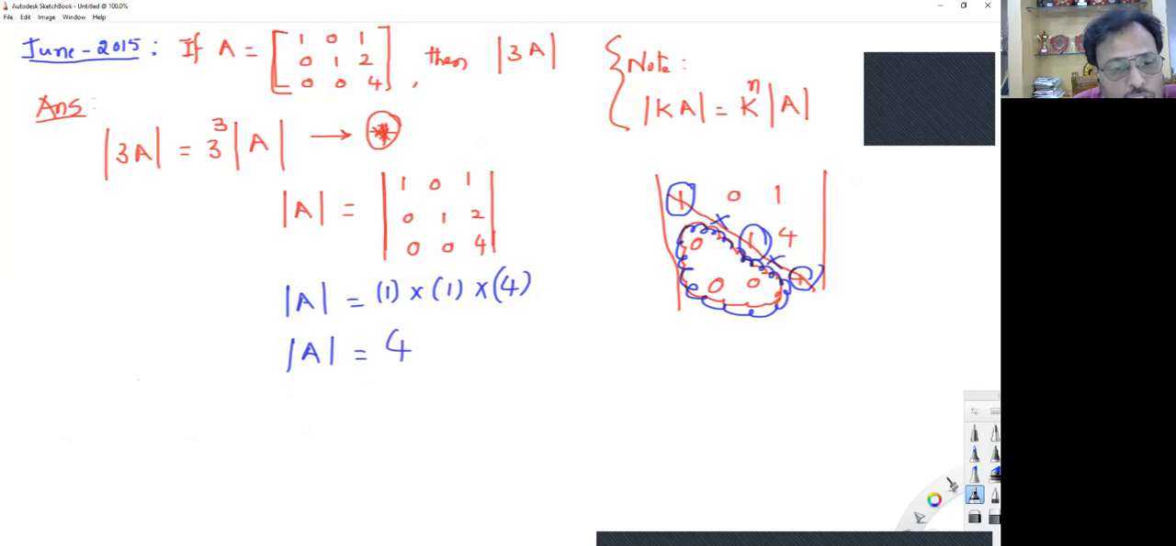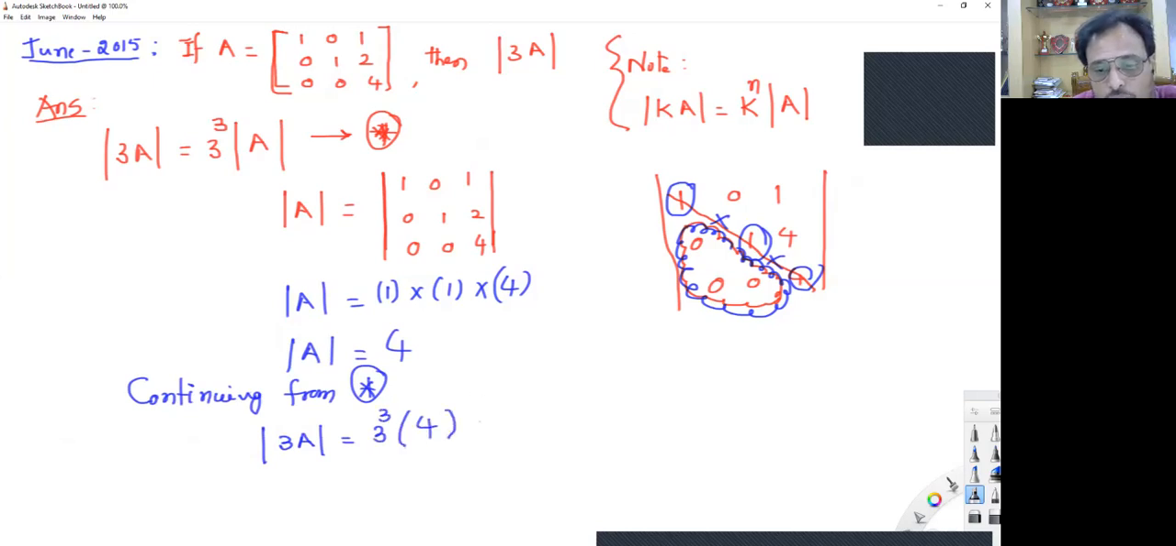Now continuing from star, determinant of 3A is 3 cube into determinant of A, which we just got as 4. So 3 cube is 27, into 4, that is equal to 81.